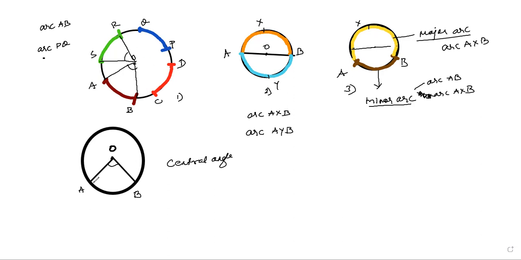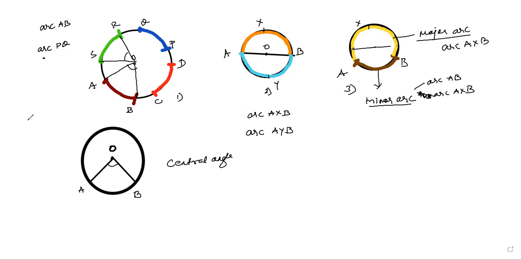Every minor arc can have a corresponding central angle. A minor arc and its central angle. Just have a look. So for this minor arc AB, I can call AOB the corresponding central angle. That means every minor arc has a central angle.